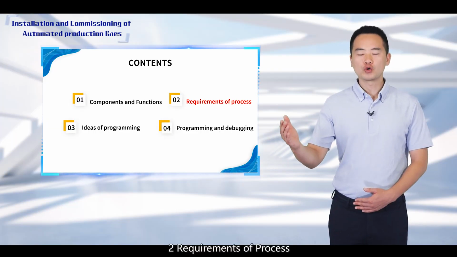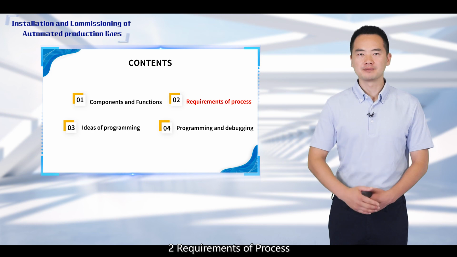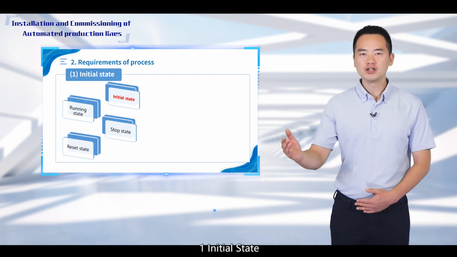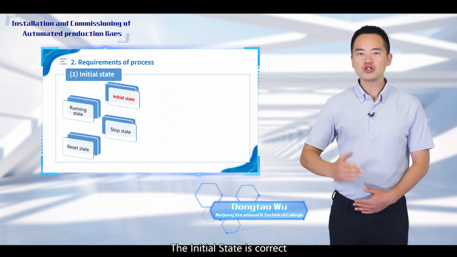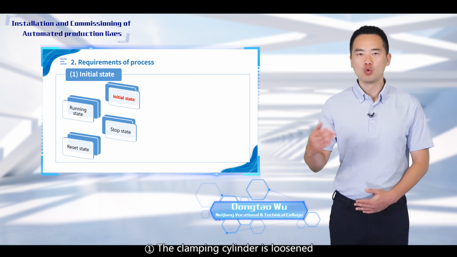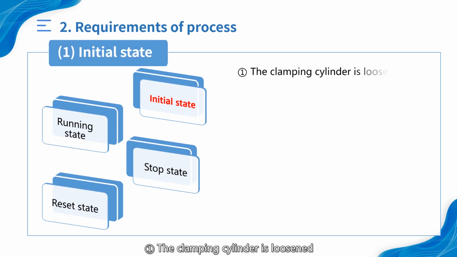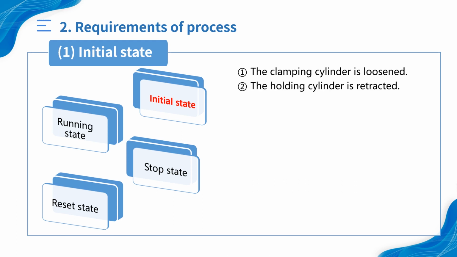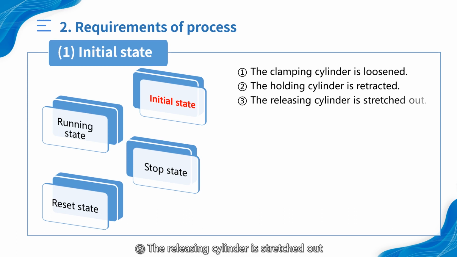2. Requirements of a process. Initial state. The initial state is correct if the following conditions are met. 1. The clamping cylinder is loosened. 2. The holding cylinder is retracted. 3. The releasing cylinder is stretched out.